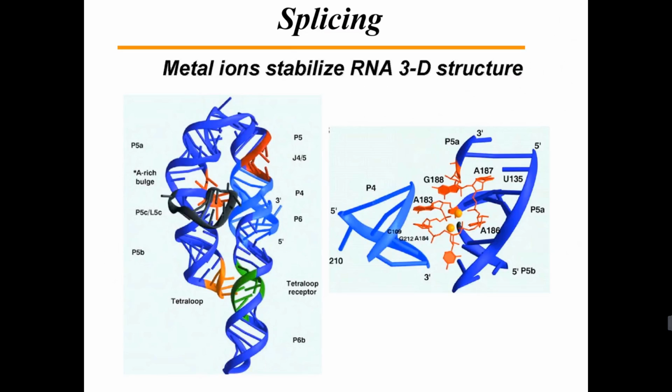Okay, so again, the magnesium we know is highly critical in establishing this 3D structure that we talked about with the group 1 introns. The group 1 rRNA has an obligatory divalent cation requirement, and common divalent ions that it can use are, of course, magnesium, manganese, can also substitute for maintaining the 3D structure.